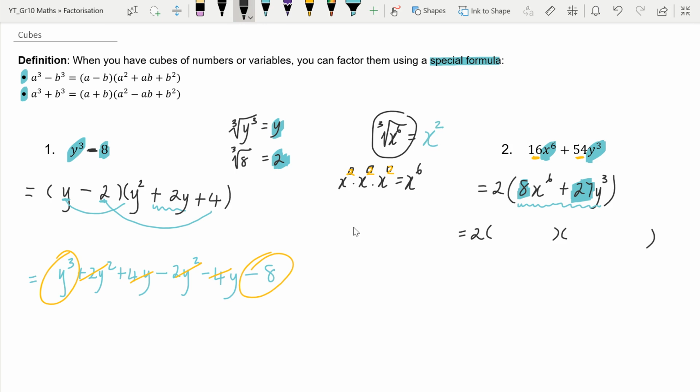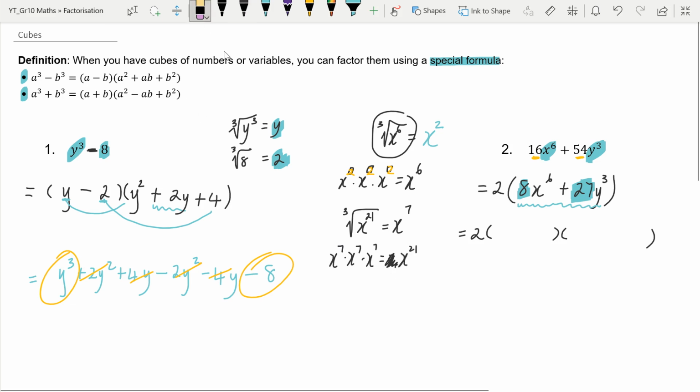What's the shortcut? Well, if I give you x to the power of, say, 21, and I need to get the cube root of that, I need to check and see if it is a cube. Then the answer would be x to the power of 7. How do I know that? Well, x to the power of 7 times x to the power of 7 times x to the power of 7 will give me x to the power of 21. So it works.